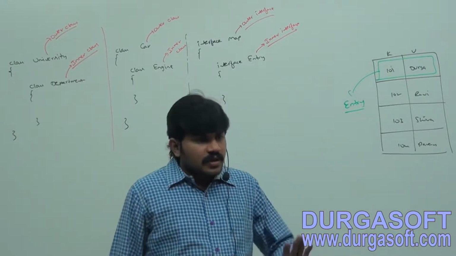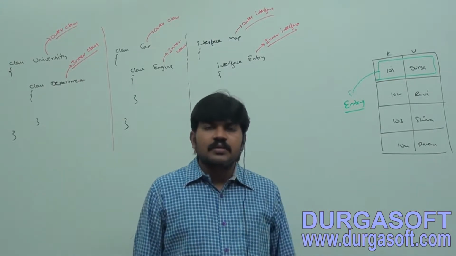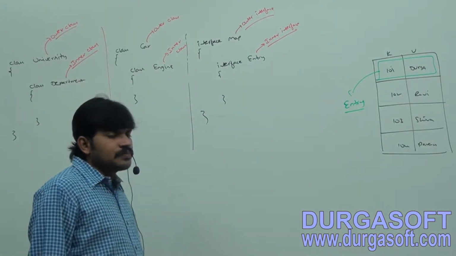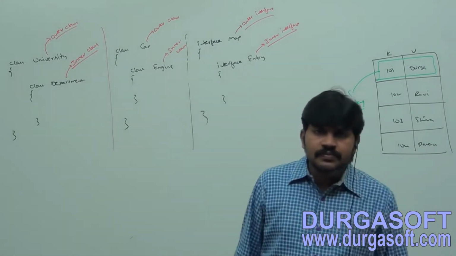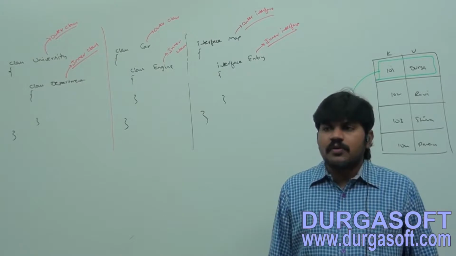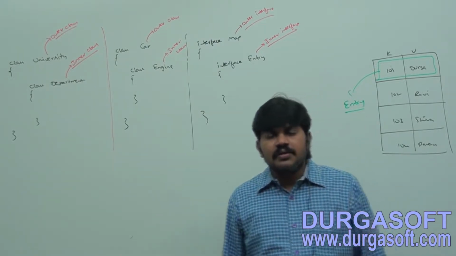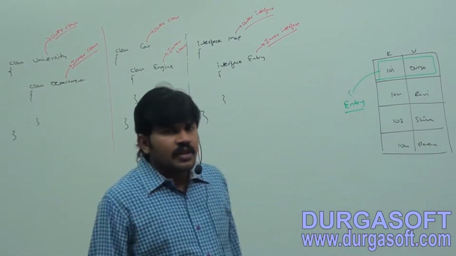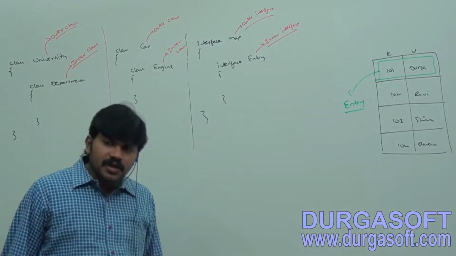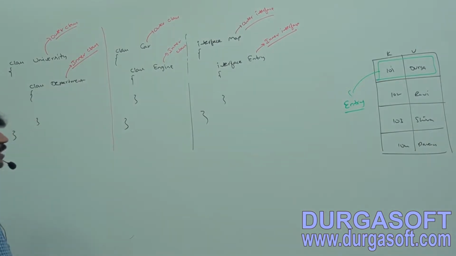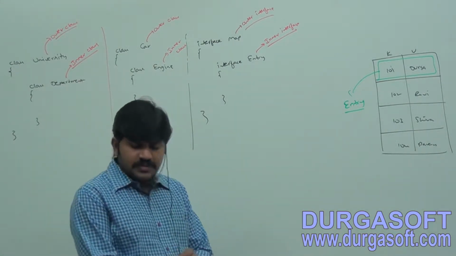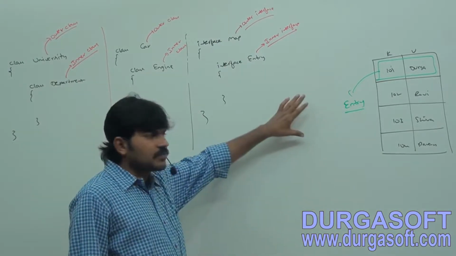Hence interface Entry is defined inside Map interface. Interface Entry is defined inside Map interface. That's all. Are you able to understand?